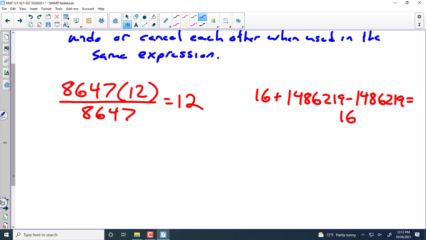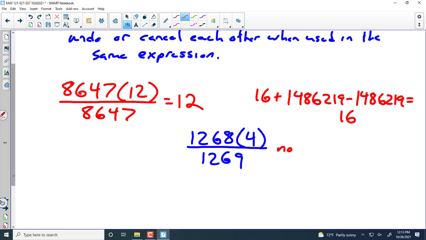This one right here is not as much fun. 1,268 times 4 over 1,269. Is that one that fast to do? No, because even though I'm both multiplying and dividing, am I multiplying and dividing by the same number? No. So this one is not easy. It's not impossible. It's not illegal. It's not the worst thing I've ever seen in my life, but it's not easy to do. But exponentials and logarithms are inverses of each other. So they will undo each other if you have the same base.